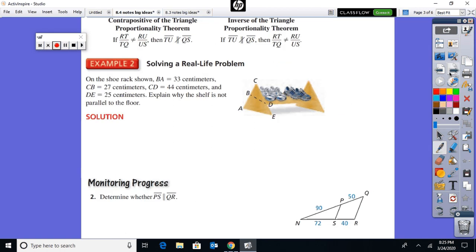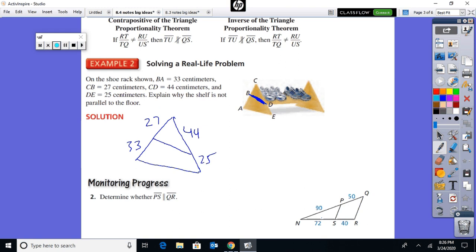All right, now again, talking about the converse of this theorem, we should be able to tell, given all of these dimensions in example 2, is this shoe rack going to be parallel to the bottom of the floor? So BD, is this going to be parallel? Remember, don't judge by appearance. Use what you know in your theorems and geometry to determine whether or not the segments are parallel. So I'll just fill some things in here. So BA was 33, CB 27, CD 44, and DE 25.